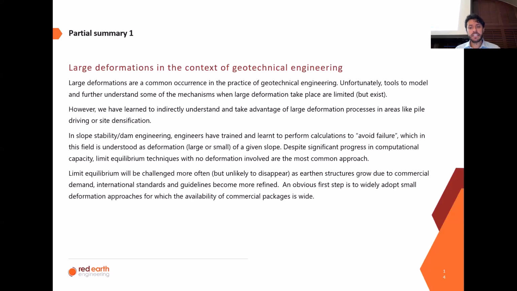So despite significant progress in computational capacity, limit equilibrium with no deformations is our bread and butter every day. However, limit equilibrium is going to be challenged more often, but it's unlikely to disappear. Earthen structures are only going to grow due to commercial demand. International standards and guidelines are going to become more refined, and the obvious next step is to widely adopt small deformation approaches, which are readily available for everyone in the market.